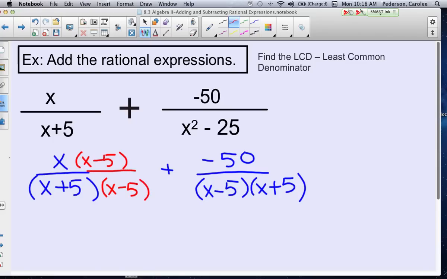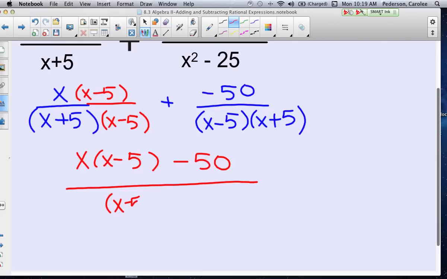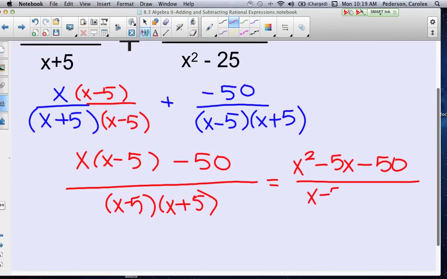Now if I look at the two fractions, they're exactly alike. So I can go ahead and add these two fractions together. So now I have x times x minus 5 plus negative 50, over x minus 5, x plus 5. Now I'm going to clean up the numerator, so I'm going to distribute the x through in that parentheses. So I get x squared minus 5x minus 50 over x minus 5, x plus 5.